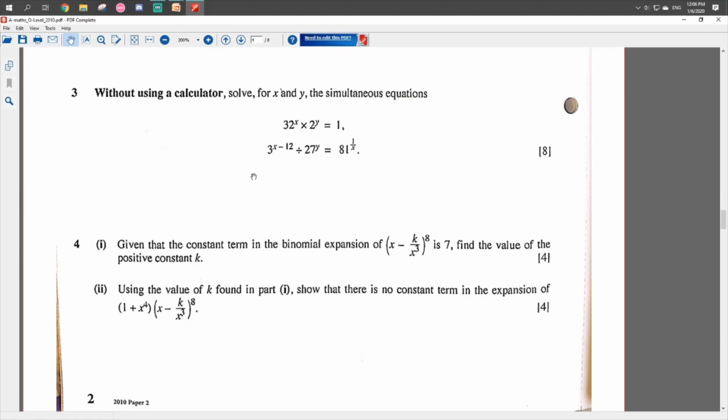Part 2, using the value of k found in part 1, show that there is no constant term in the expansion of 1 plus x to the 4th power times the binomial expansion from earlier, x minus half over x cubed, right? Raised to the 8th power.